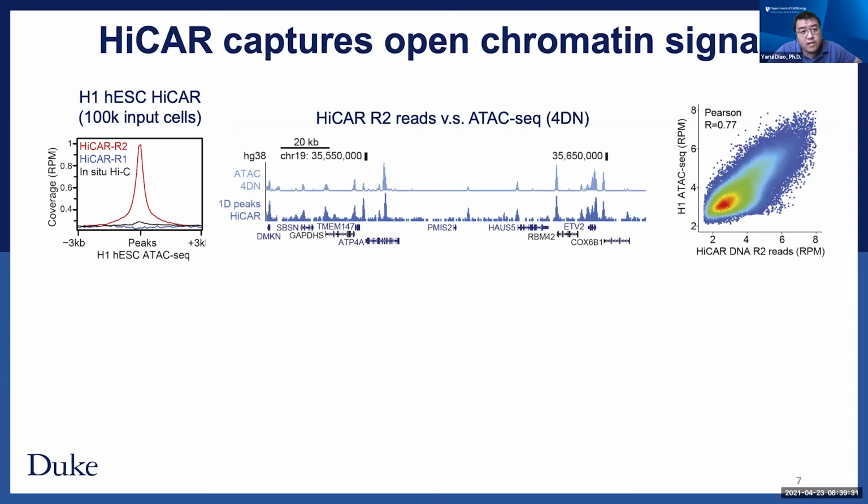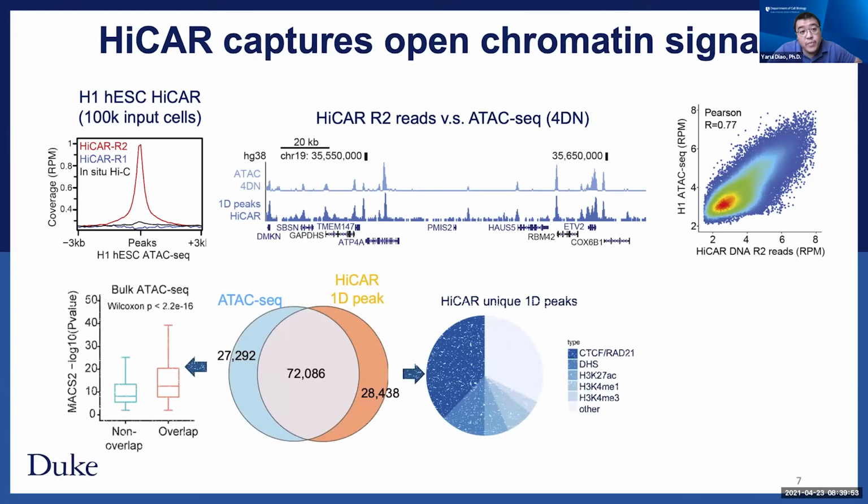And also we plot the R2 reads, which is a single-end open chromatin region, on the genome browser, and you can see the two tracks are very similar when we compare HiCAR R2 reads to 4D Nucleome ATAC data that are both generated using H1 human ESC. And at a global level, if you look at the signal, it's pretty well correlated. And we also call peaks from bulk ATAC and, using the HiCAR R2 reads, we call HiCAR 1D peaks. And you can see there's a very nice overlap.